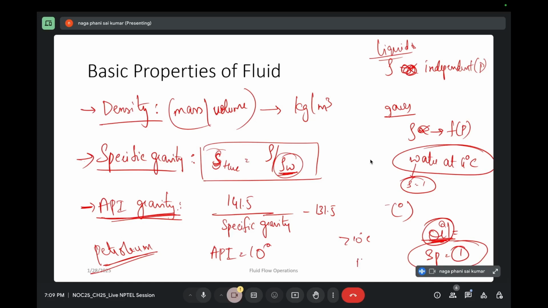So let's say this is water, and if a liquid has API gravity greater than 10, it basically has lower density and it will be floating on water. And if the API gravity is less than 10, the liquid is heavier than water and it will be sinking, or it will be below the water level.